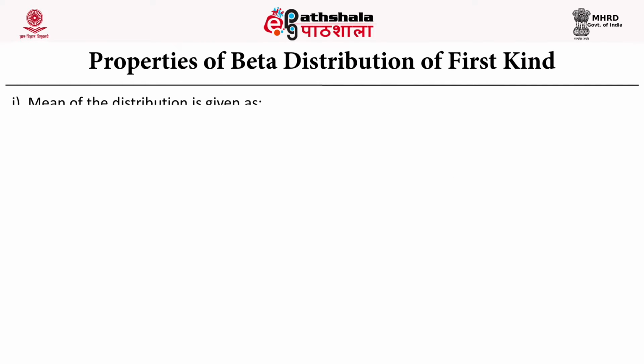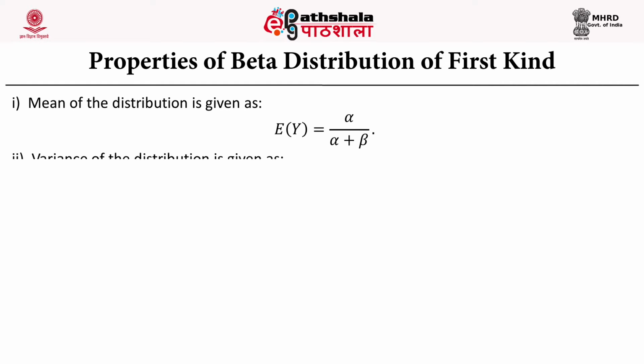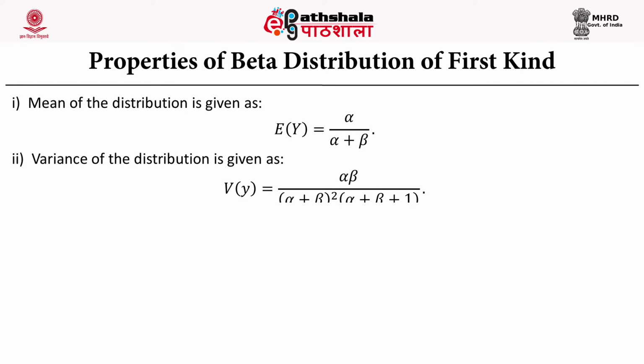Now we will discuss the properties of the beta distribution of first kind. The mean of the distribution is given as expectation of y, which is equal to alpha upon alpha plus beta. The variance of the distribution is given as variance of y, which is alpha beta upon alpha plus beta whole square into alpha plus beta plus 1. The harmonic mean of the distribution is given as h, which is equal to alpha minus 1 upon alpha plus beta minus 1.